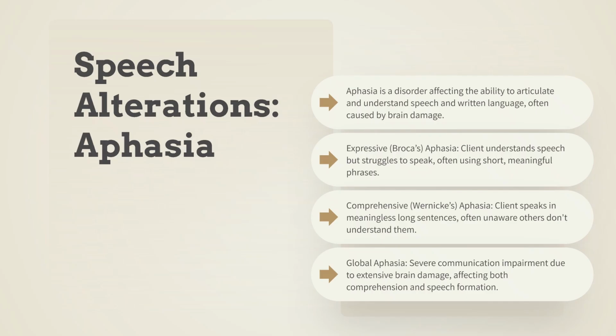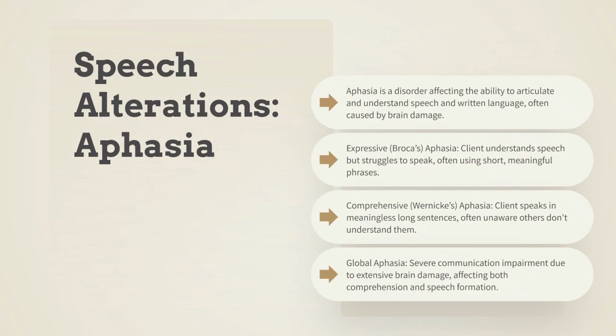Speech alterations, we've got aphasia. It is a disorder that affects the ability to either speak or understand speech or written language. It's often caused by brain damage in certain areas of the brain, usually in the frontal lobe. Broca's aphasia is expressive aphasia. They can understand everything you're saying, but they struggle to get the sentences out. They are going to be very frustrated because they know exactly what they want to say to you, but they cannot get the speech to form. They'll use short, meaningful phrases instead of more long, flowy, descriptive words.